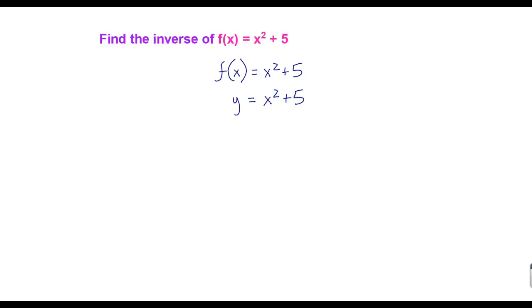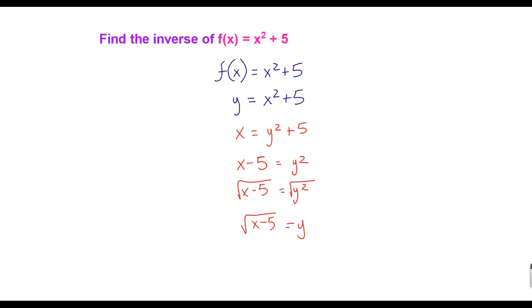Okay, well, now what I'm going to do is invert this. So I'm going to flip the x's and y's. So I'm going to say x is equal to y squared plus 5. And from here, I'm going to solve it. So first thing I'm going to do is say x minus 5 is equal to y squared. Then I'm going to take the square root of both sides. So I'll take the square root of y squared, and I'll take the square root of x minus 5, and I'm going to end up with y is equal to the square root of x minus 5, right?